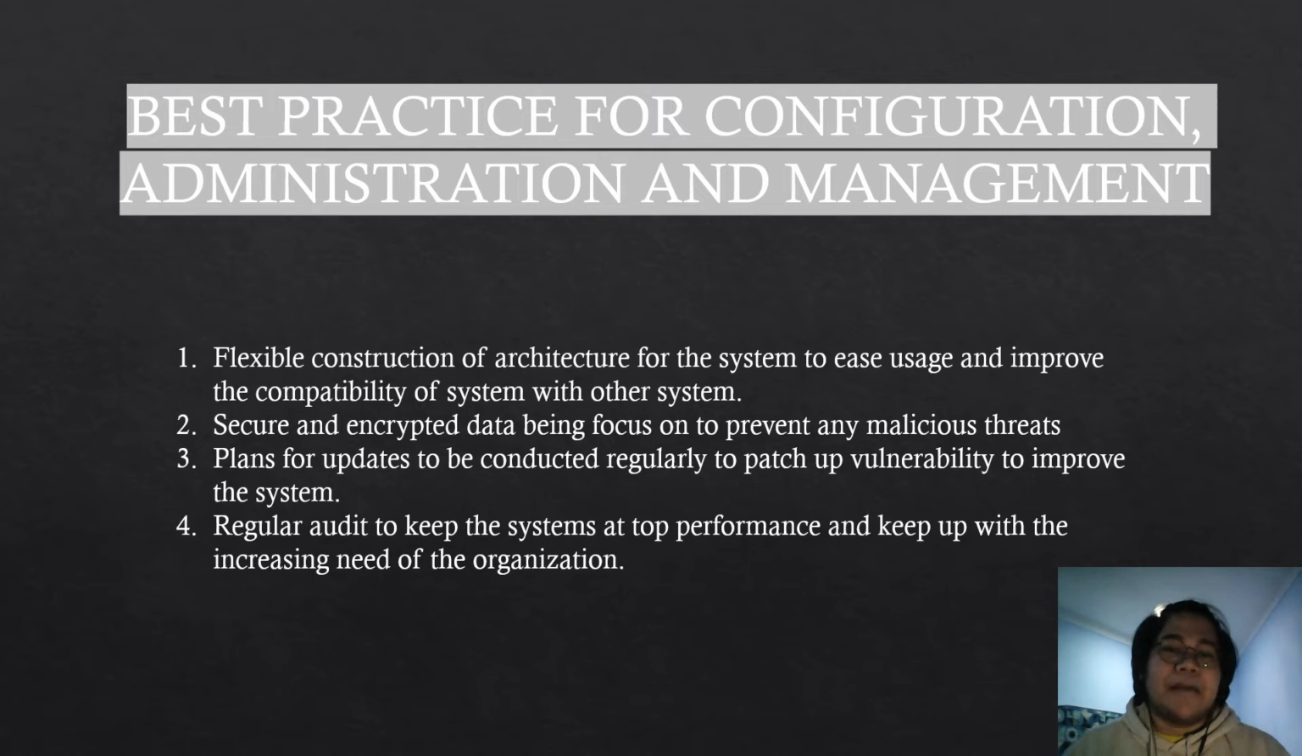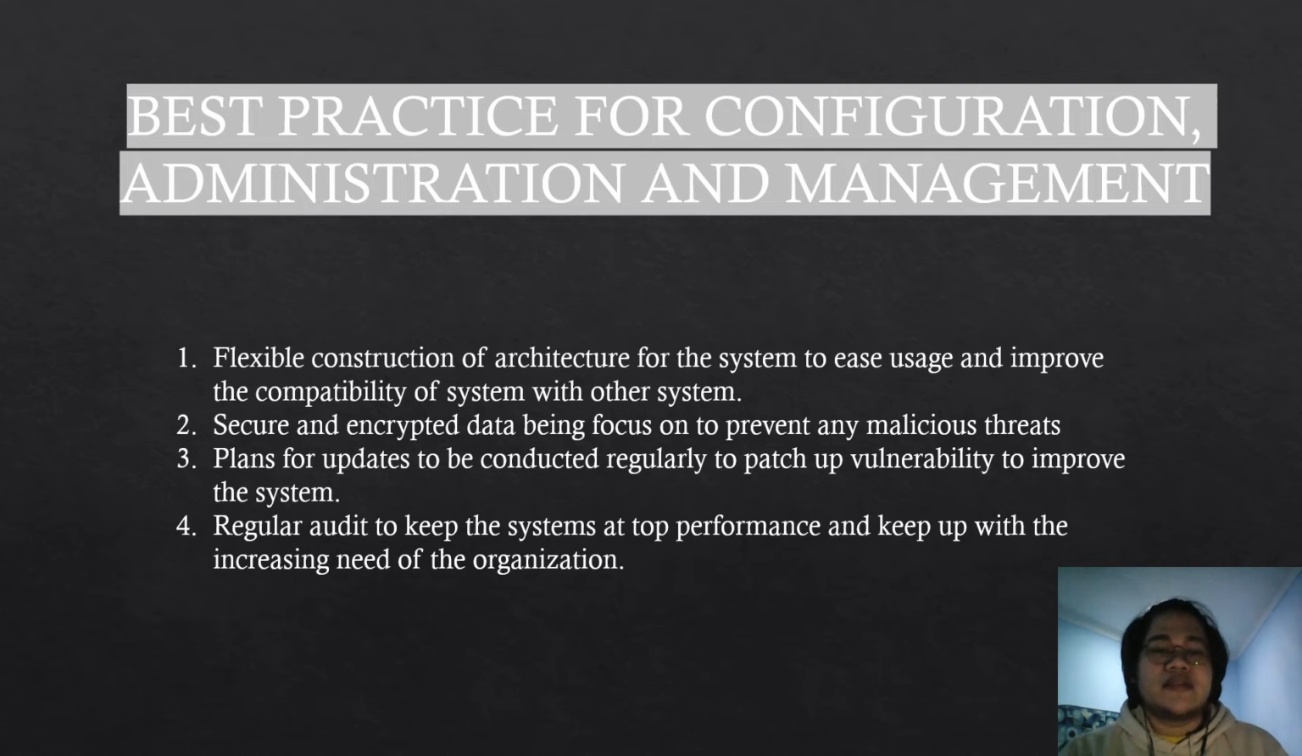The next is best practices for configuration, administration, and management. The first is flexible construction of the architecture for the system to ease usage and improve the compatibility of the system with other systems. For example, the architecture of the organization's system should implement and integrate compatibility of connection between old and new systems, with the capability to share information needed between the networks to allow progress.